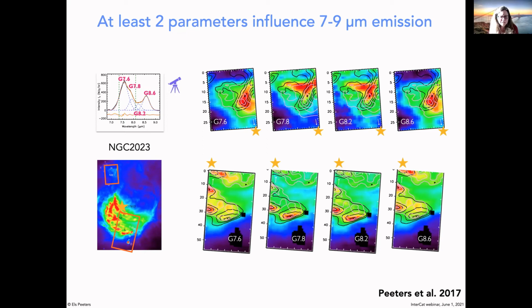And so despite that all the emission comes from what we believe is ionic PAH emission, if you decompose that emission, you can see that there is something else going on. And so there is, in addition to charge, there has to be another parameter that influences that emission.